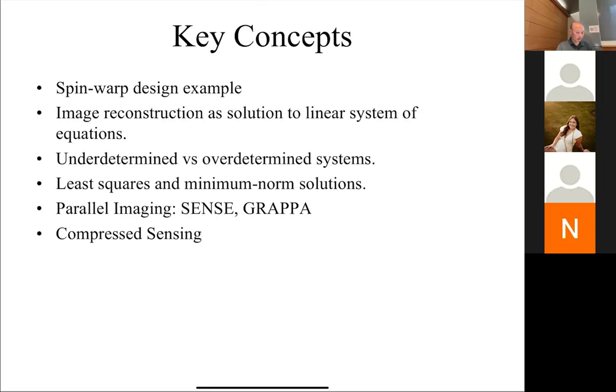Okay, so today we're going to finish up our discussion of traditional MRI, and then we're going to switch gears a little bit.